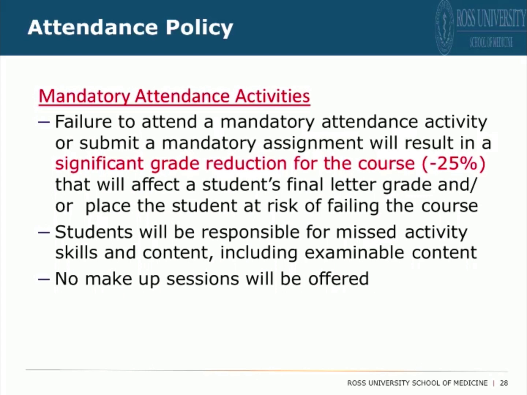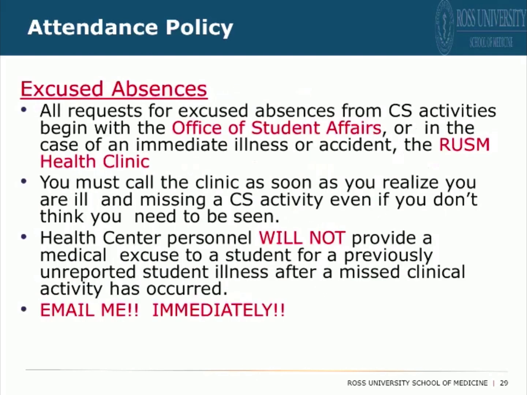Once again, this is a 25% reduction of your overall course grade, meaning you're definitely not getting an A if you have an unexcused activity, and you may fail the course and in turn have to repeat the entire semester. Do not let this happen to you. All excused absences must be cleared through either the Office of Student Affairs, the RUSM Health Clinic, or the Counseling Center. If you are going to miss an activity, please email your proctor.